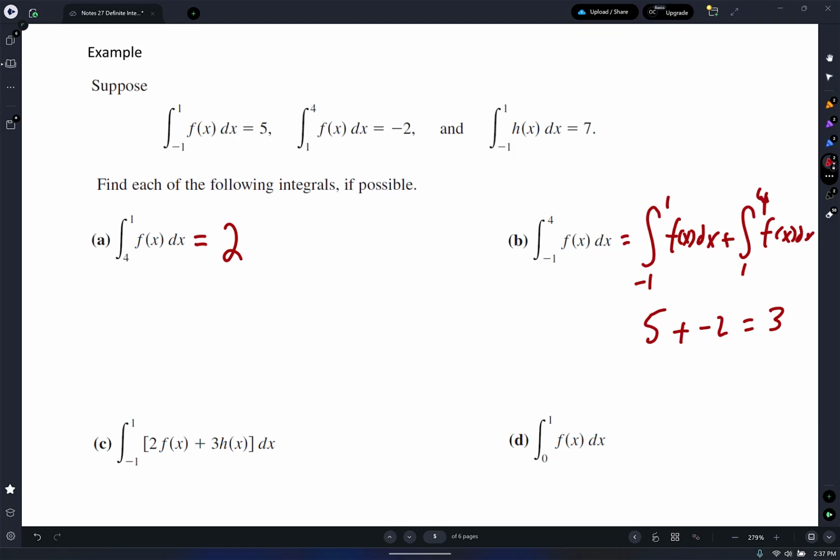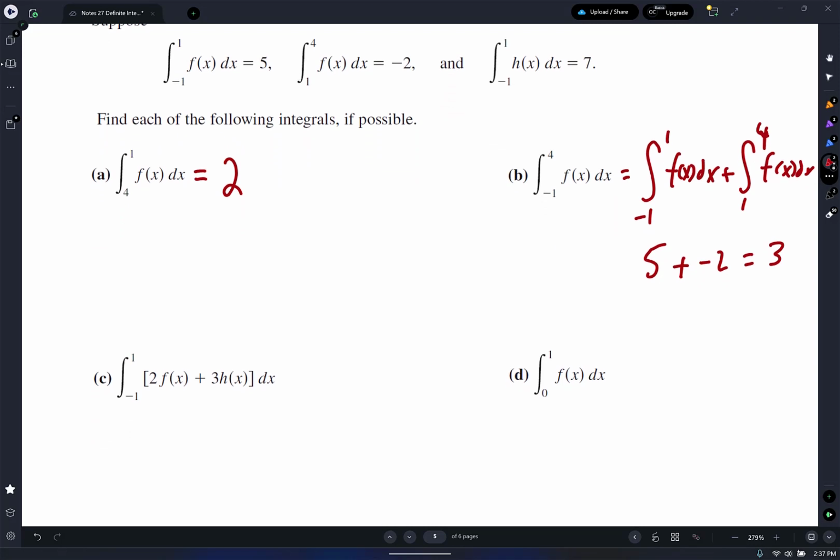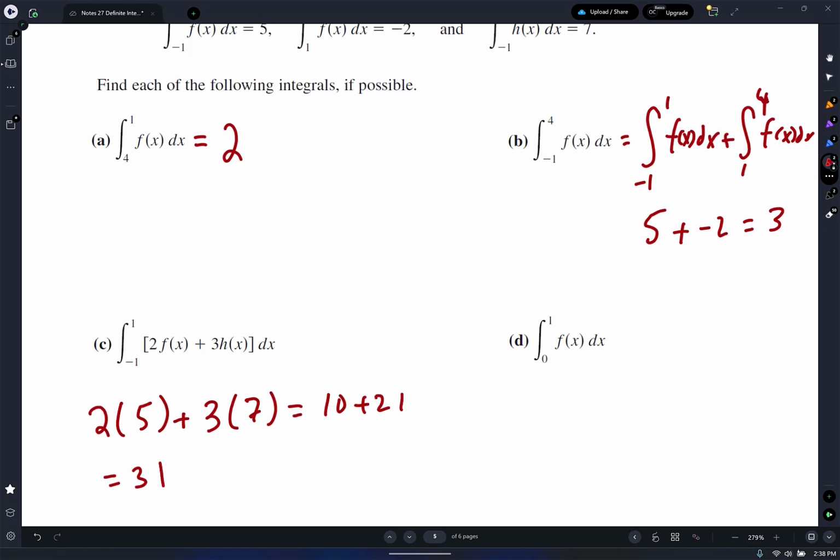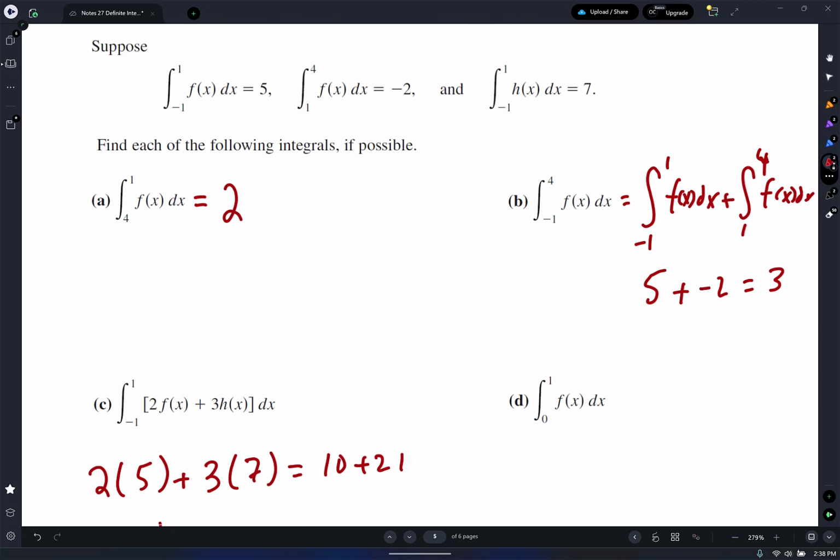Cool or not cool? All right, what about this next one, letter C? Do I have negative 1 to 1 for f of x? So it's going to be 2 times 5 plus, do I have negative 1 to 1 of h of x? So 3 times 7. Let's see. 10 plus 21. So it's going to be 31. Cool or not cool? All right. Do I have enough information for letter D? No. Not enough info.